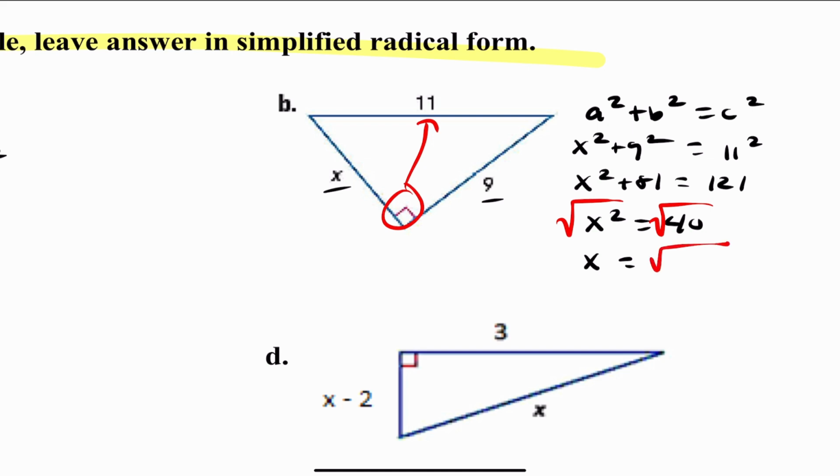I'm thinking 4 times 10, because 4 times 10 is 40, and I want to have one of the numbers be a perfect square. So I have the square root of 4 times the square root of 10. The square root of 4 is 2. And then the square root of 10 is just going to be the square root of 10 because I can't break that down even with 5 and 2. So x is equal to 2 root 10, and that is my answer.